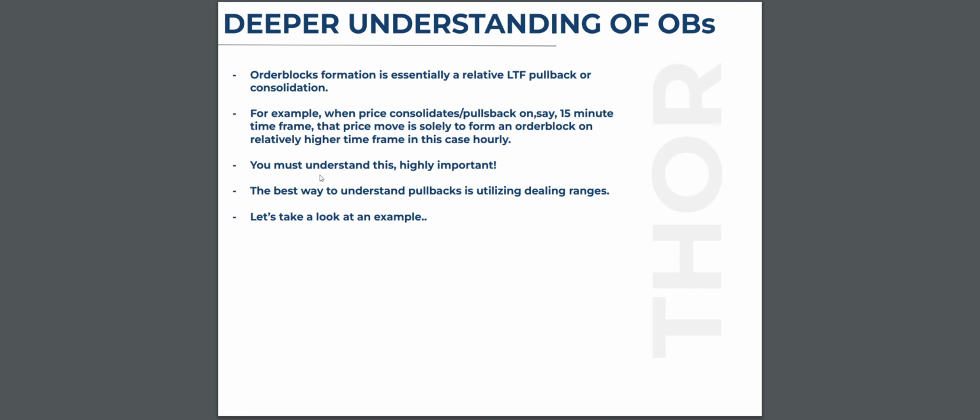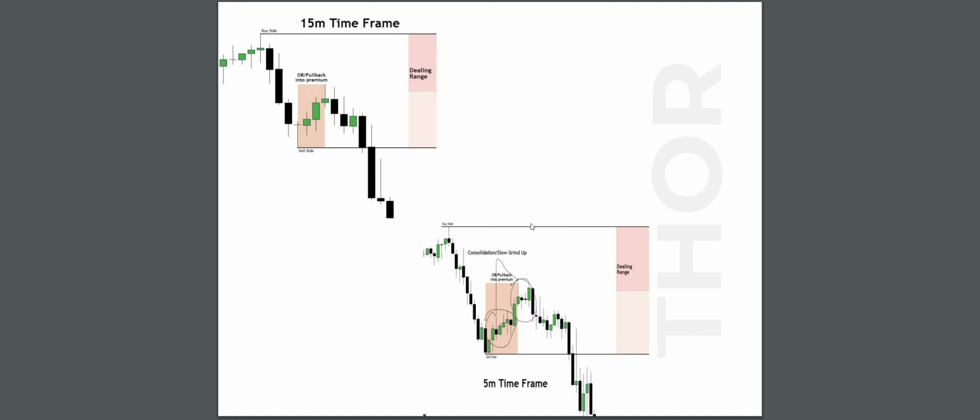So the best way to understand the pullback is utilizing dealing ranges. You guys already know this, so let's take a look at a couple of examples here. On the left-hand side, upper corner, there is a NASDAQ chart on the 15-minute time frame. We have a buy side, we have a sell side, and we have the dealing range from buy side to sell side, and we are observing a pullback. So 1, 2, 3, 4 up close candles here into premium or dealing range EQ, right? And it forms an order block essentially. This is the pullback on the 15 time frame.